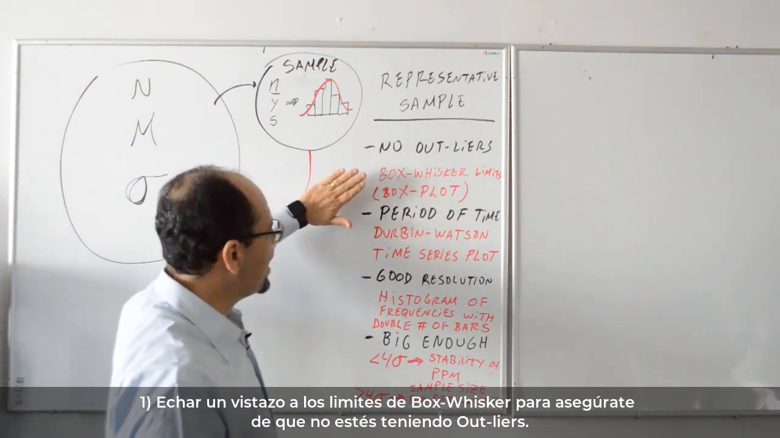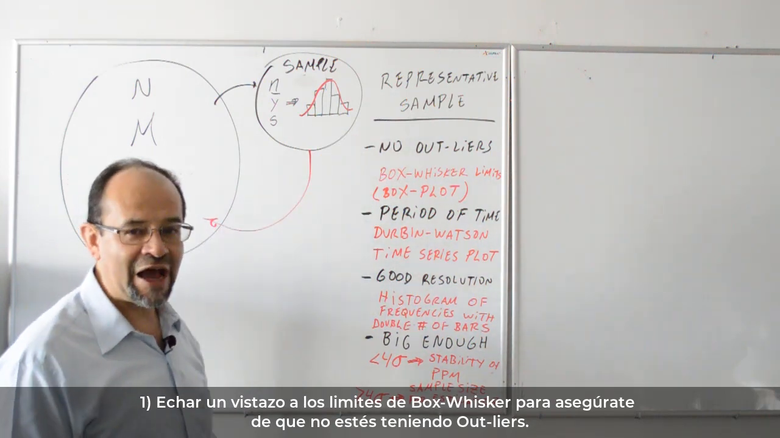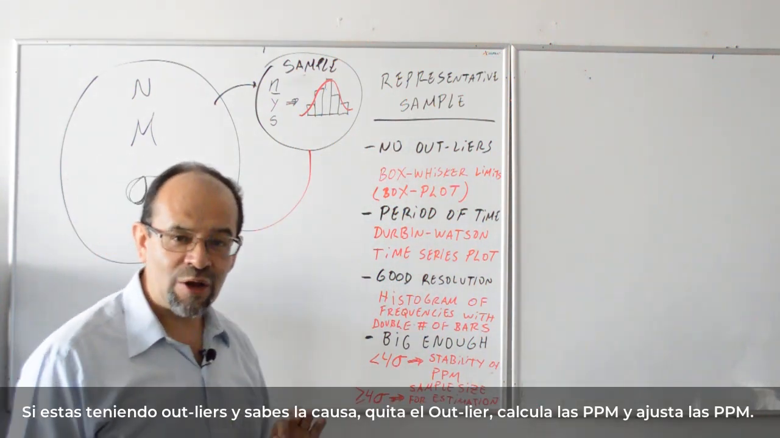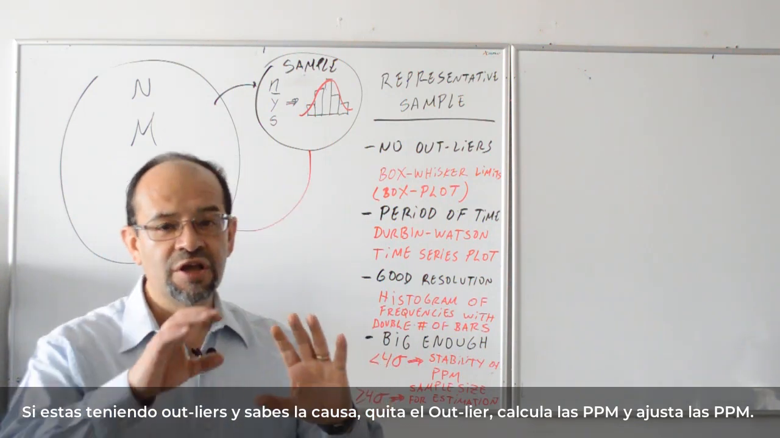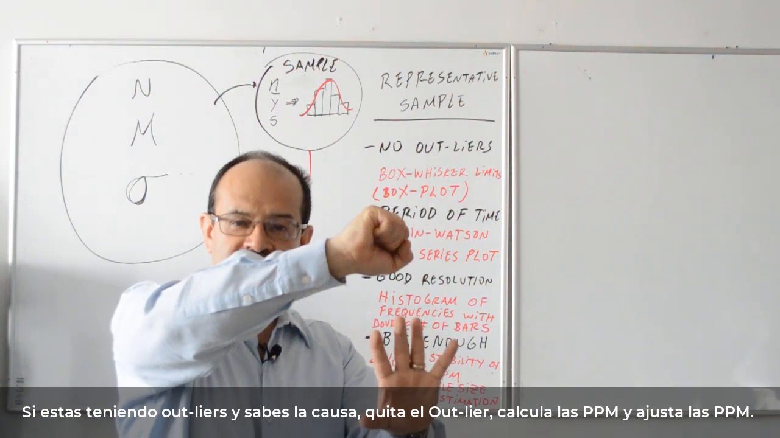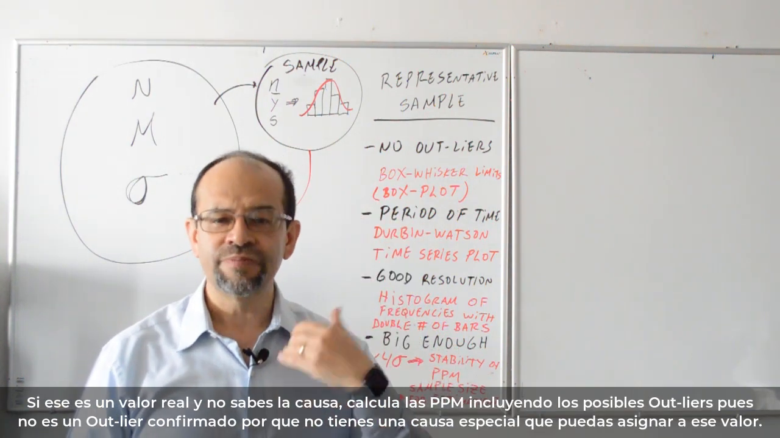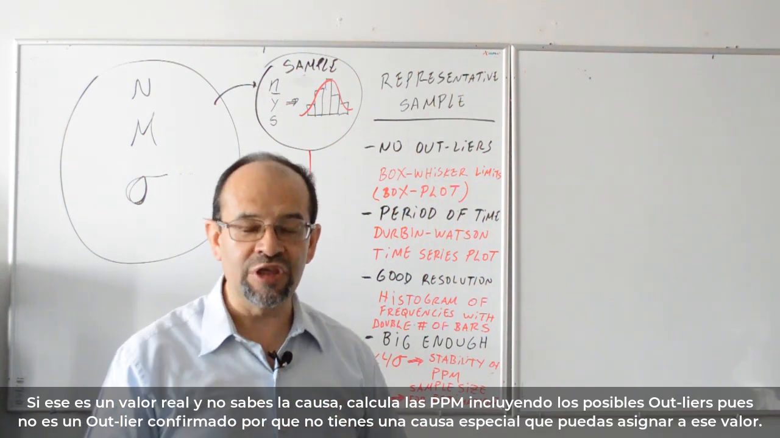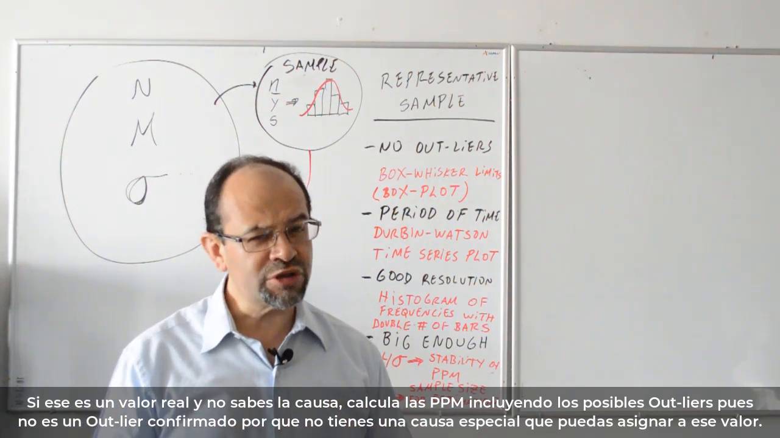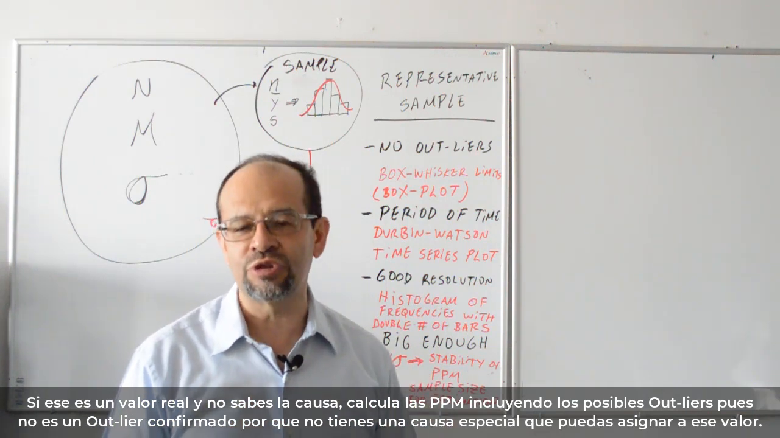Number one, take a look at Box-Whisker limits to make sure that you are not having outliers. If you have an outlier and you know the cause, remove the outlier, calculate PPMs, and adjust the PPMs. If that is a real value and you don't know the cause, calculate the PPMs including that potential outlier, which is not a confirmed outlier because you don't have a special cause that you can assign to that value.